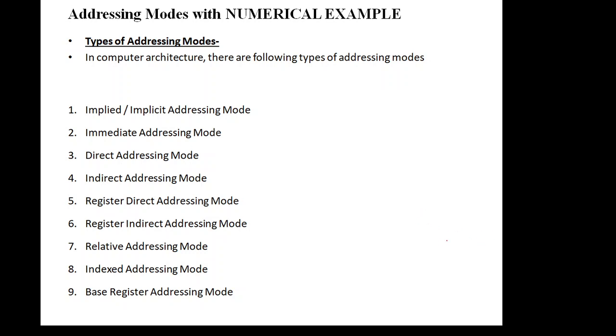Suppose in the last class, for this implicit addressing mode, I gave you an example of CMA. CMA is nothing but complement accumulator. So we are not saying anything directly. We are not specifying any address over here.